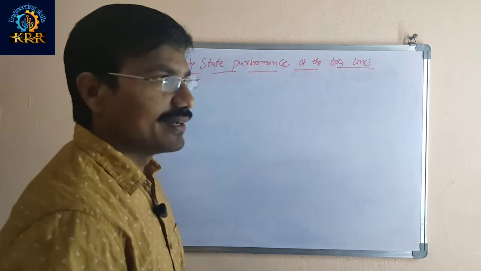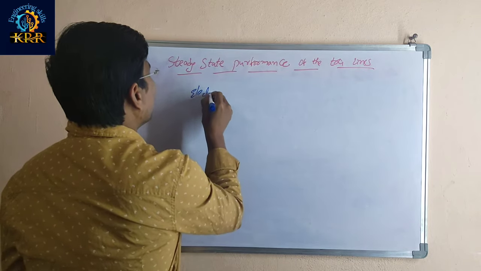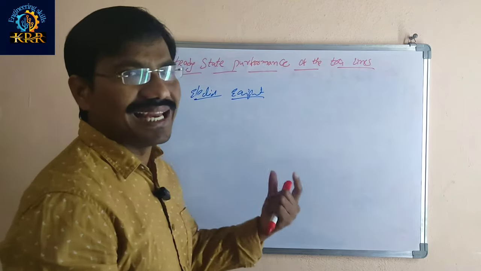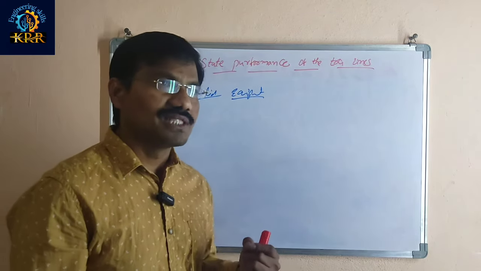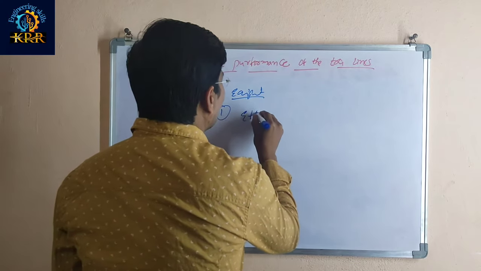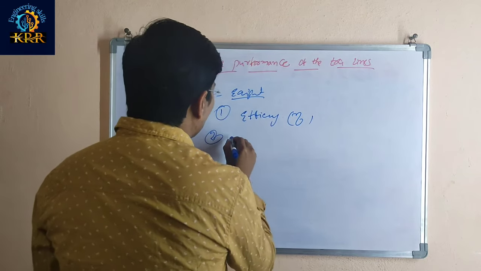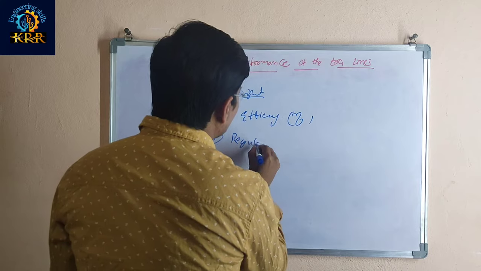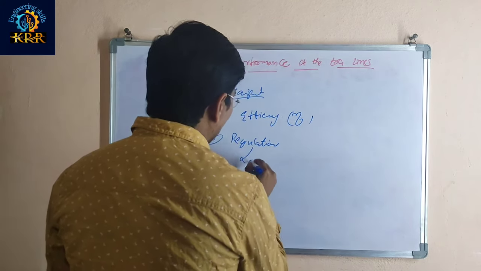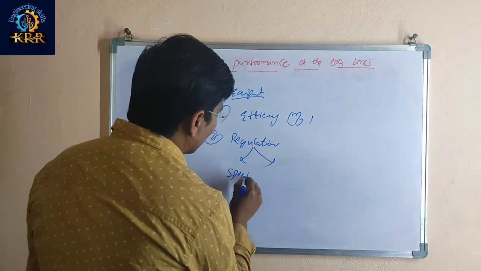Now we go for the main topic. In any electrical equipment, the performance is decided by two factors. One is the efficiency. The second one is the regulation. This regulation may be classified into two types: one is speed regulation, and the second one is voltage regulation.